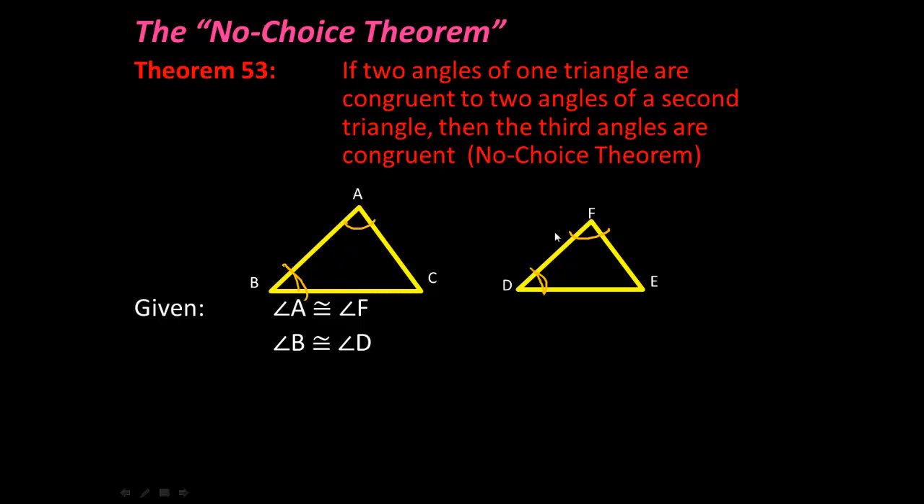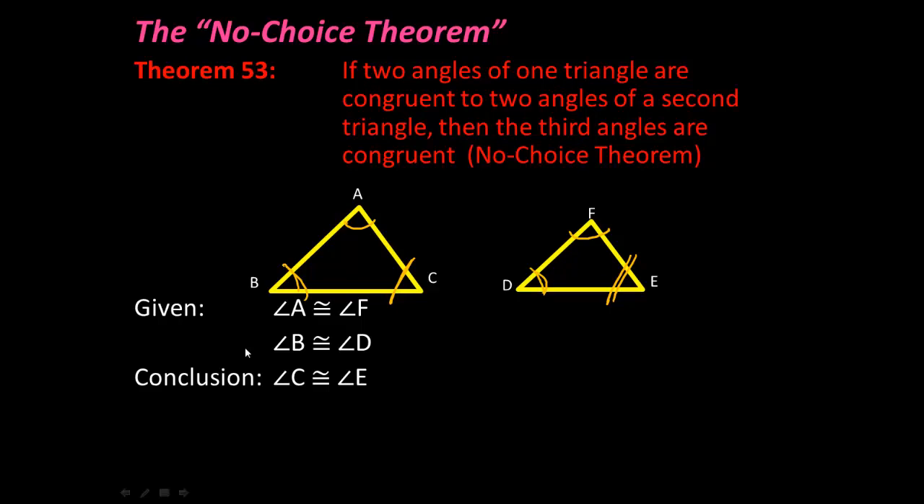So if A and F are congruent and B and D are congruent, that means together they add up to the same amount, which when you subtract that from 180 will only leave the same amount in both. So our conclusion would be that angle C has to be congruent to angle E. Something to note about this.